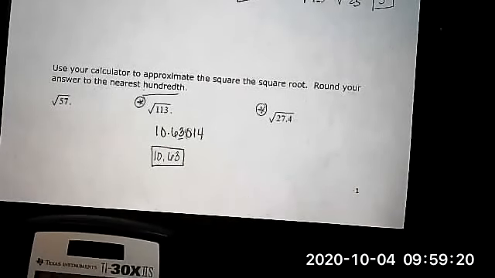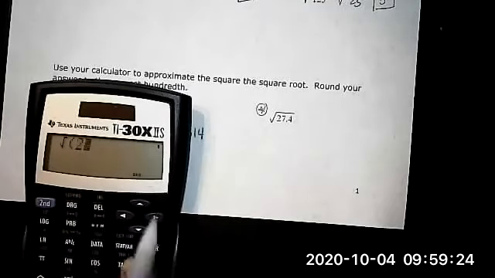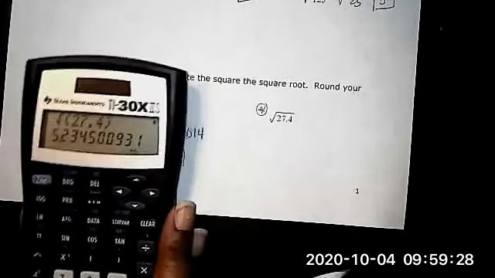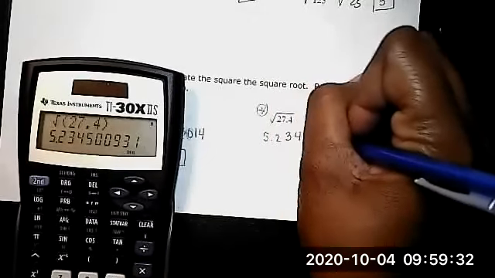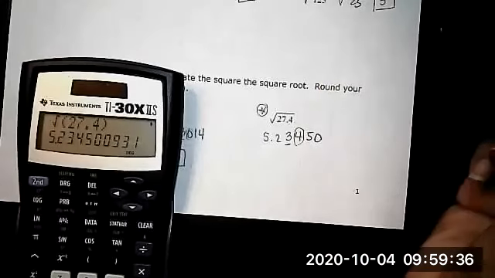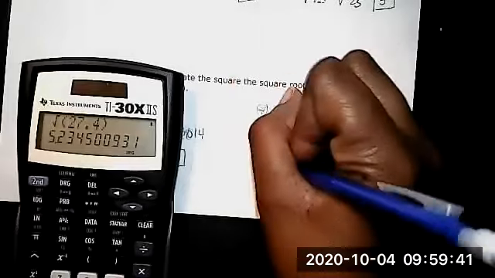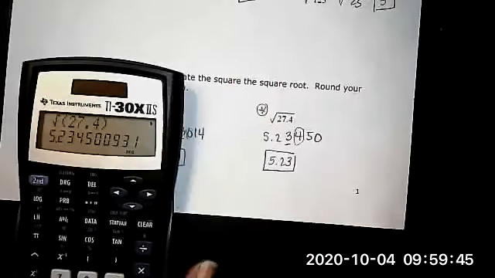All right, let's try the square root of 27.4. Our answer would be 5.23450, and so on. They want the nearest hundredth, so you're looking at this number. If it's not 5 or more, then this number would stay the same. So your answer would be 5.23 as opposed to 5.24. Wonderful. Go to the next page.